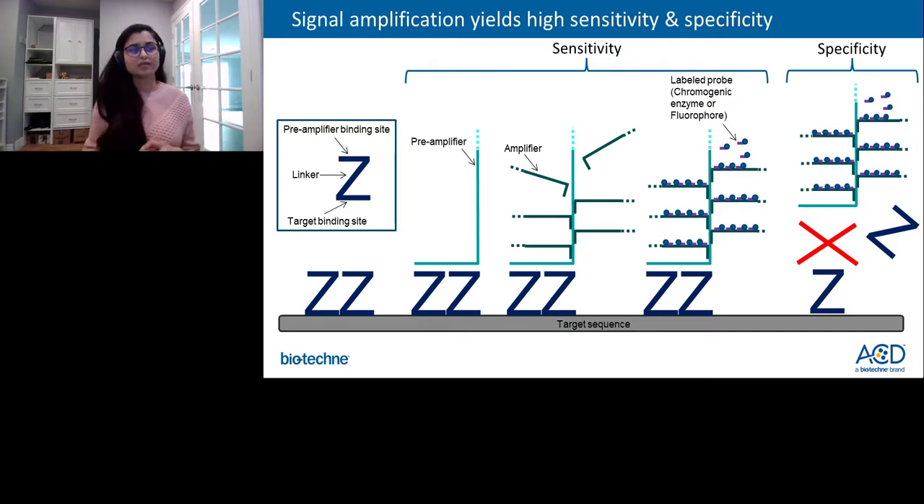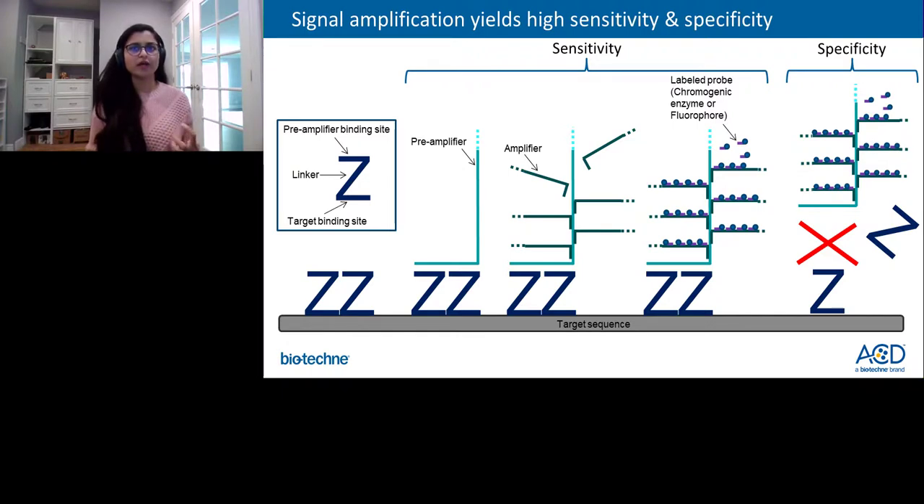Now we design our probes such that two Z probes bind in tandem onto your target sequence next to each other. Once they are bound, you have your preamplifier bind on top of the Z pair, which is followed by binding of amplifier and labeled probes. Now these can either be chromogenically or fluorescently labeled probes. So this amplification strategy allows for very high sensitivity of detection and detects low expressing targets as well.